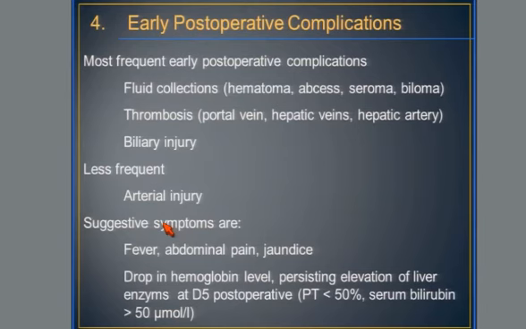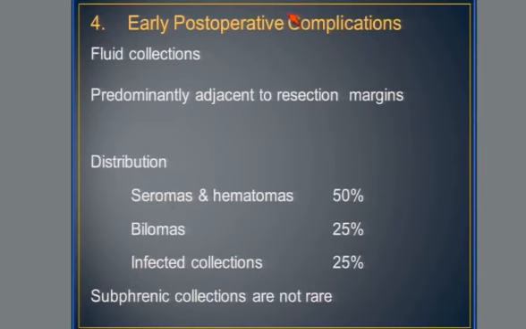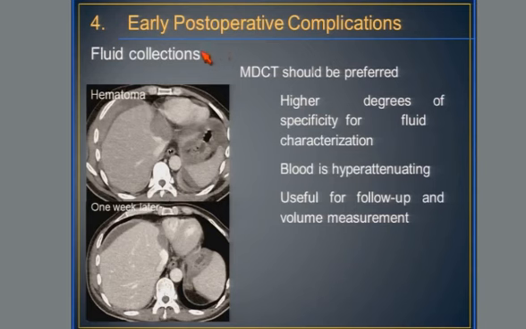Now we will go through the early postoperative complications. Postoperative complications consist of fluid collection, thrombosis, and biliary injury. Arterial injury after liver resection is less frequent. It's more often observed after orthotopic liver transplantation. Fluid collections are predominantly located adjacent to resection margins. Most of them are seromas and hematomas, and less frequently bilomas and infected collections, but sometimes you have to look at the diaphragm and check for subphrenic collection, which is not rare.